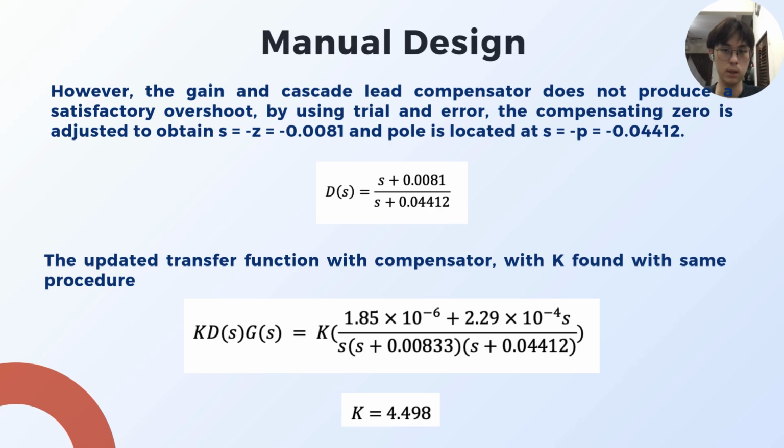Then we will calculate the pole length using Pythagoras theorem, and by using the magnitude criterion, K can be found. However, the compensator does not produce a satisfactory overshoot. By using trial and error, the compensating zero is adjusted to obtain s equal to negative 0.0081 and the pole is located at s equal to negative 0.04412.